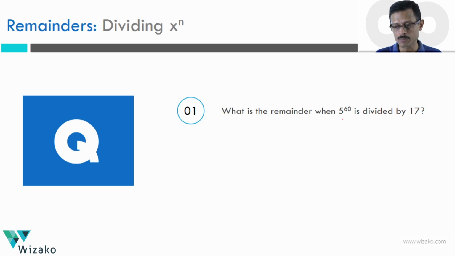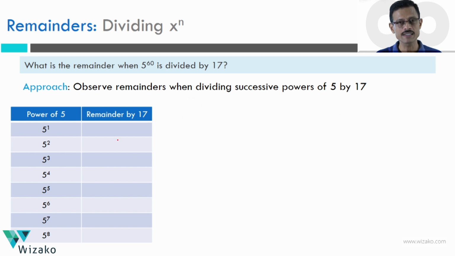What is the remainder of 5 power 60 divided by 17 is the question. We'll, as usual, start by listing down the remainders for different powers of 5, starting from 5 power 1. 5 power 1 by 17, remainder is 5. 5 square, 25 by 17, remainder is equal to 8. 5 cube, 8 into 5, 40 is remainder, which is actually equal to 6, right? 8 into 5, 5 square into 5. 40 divided by 17, the remainder is equal to 6.